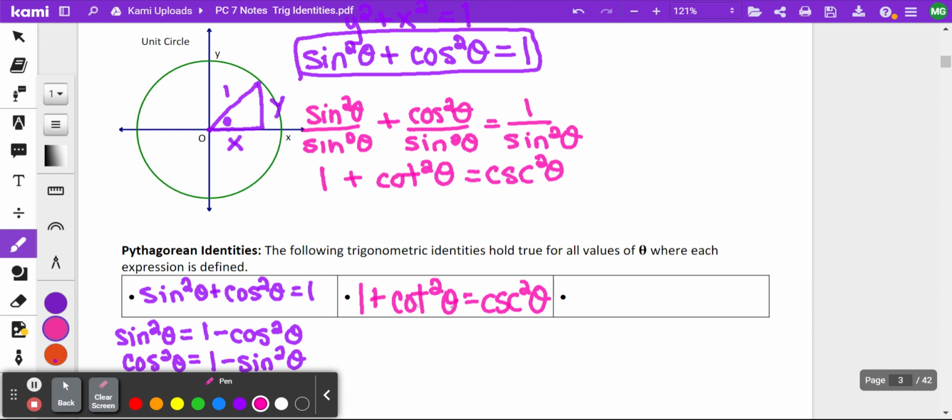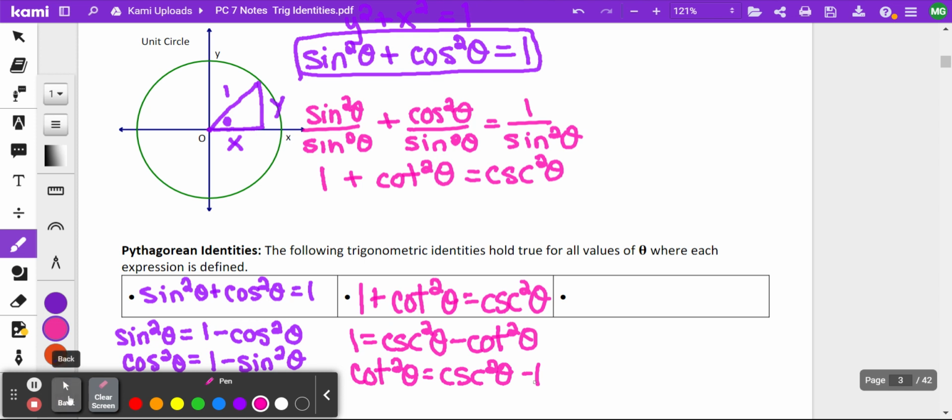Now, there would be three versions of this now, wouldn't there? What if I subtracted cotangent squared of theta to the other side? We would have 1 equals cosecant squared of theta minus cotangent squared of theta. Okay, so that's going to be important. And if we kept cotangent squared of theta and subtracted 1, we would have this identity. Cotangent squared of theta equals cosecant squared of theta minus 1. Make sense? Hopefully. All right, so look, we have room for one more, which will actually become 3.